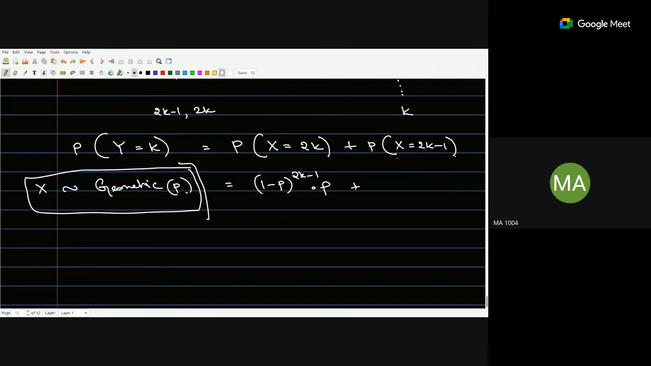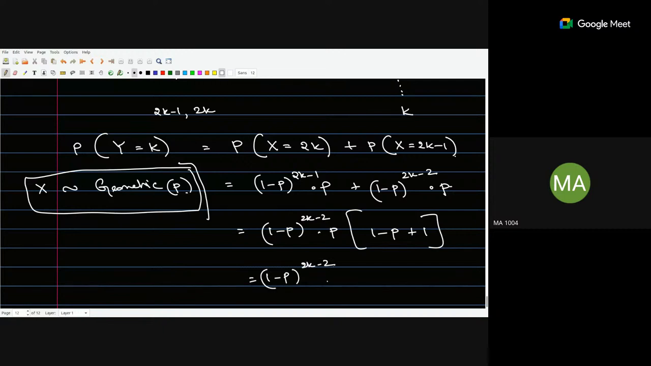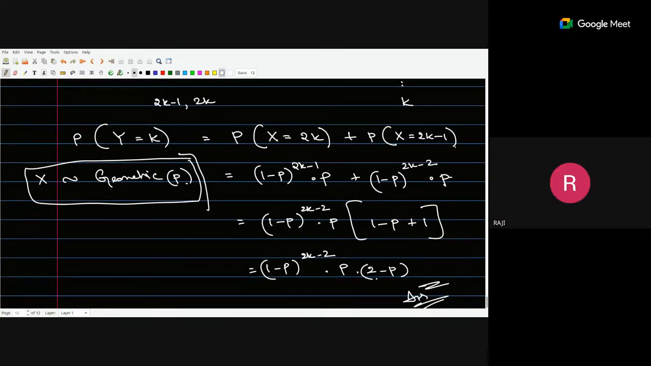And what is the probability that x takes 2k minus 1? It is p into 1 minus p power 2k minus 2. Now take 1 minus p whole power 2k minus 2 common, and p also common. What is left here? Just 1 minus p. And what is left there? 1. So this will be 1 minus p whole power 2k minus 2 times p times 2 minus p. That's the answer. Is that clear? Okay, great.